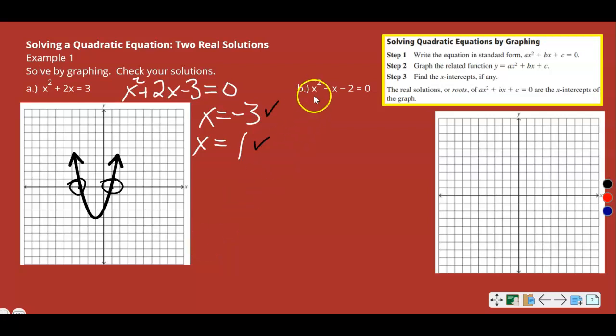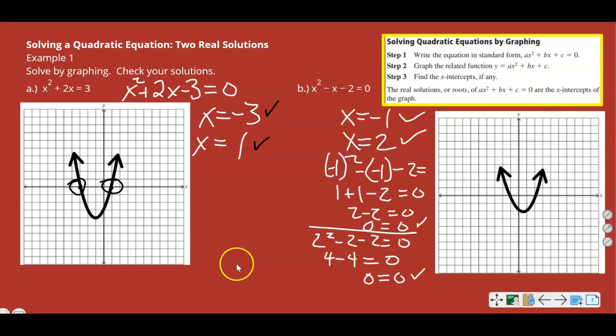All right, to save a little time, I want you to try this one on your own. Go ahead and use your calculator if you want to graph it. Find your x-intercepts and your vertex, and then plug it in and check it. I'll be back in just a moment to help you do this one. Just pause your video, work it out, and then come back and see how you did.